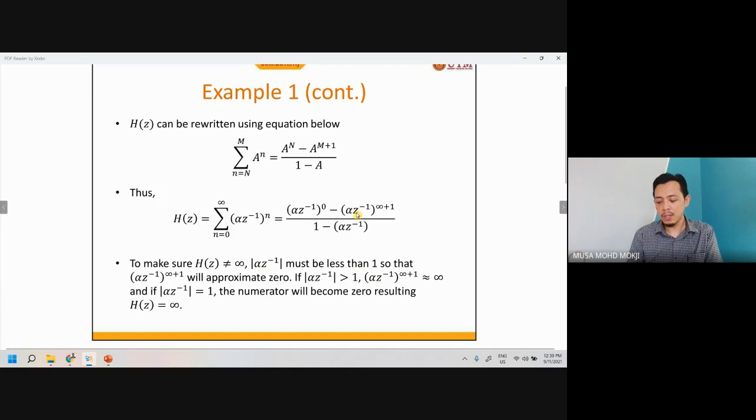So what happens if alpha z to the power of minus 1 is greater than 1? You will get this term equal to infinity. Okay, let's say this is 2.